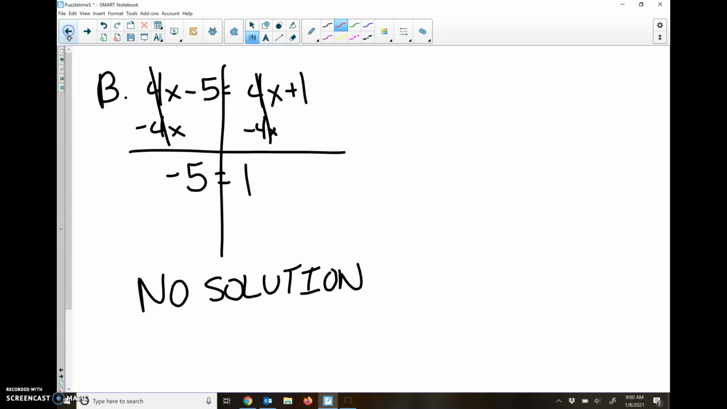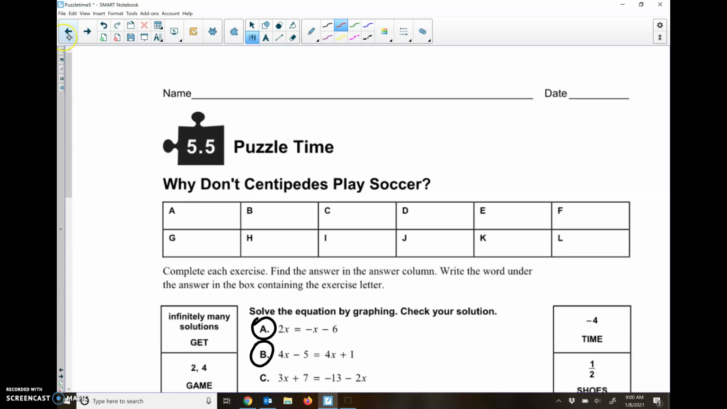So if we go back here to the joke, why don't centipedes play soccer? The reason they don't play soccer is by the time they get their shoes on, the game has ended, which is probably true because they've got 100 feet. A game that starts at noon, they're probably going to have to get there at like 10 o'clock just to get their shoes on. And then the game's probably over at that point. So, probably a good reason that centipedes don't play soccer.